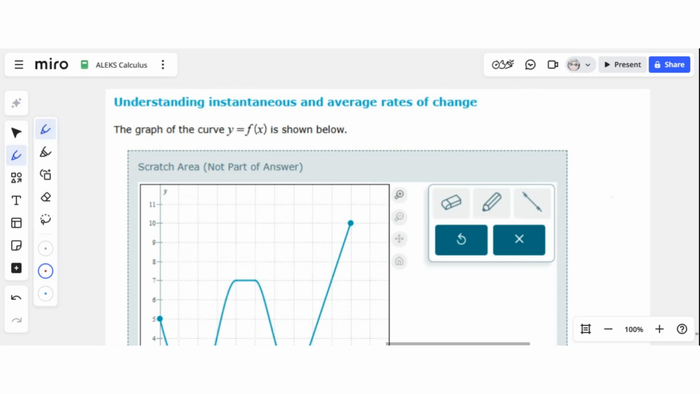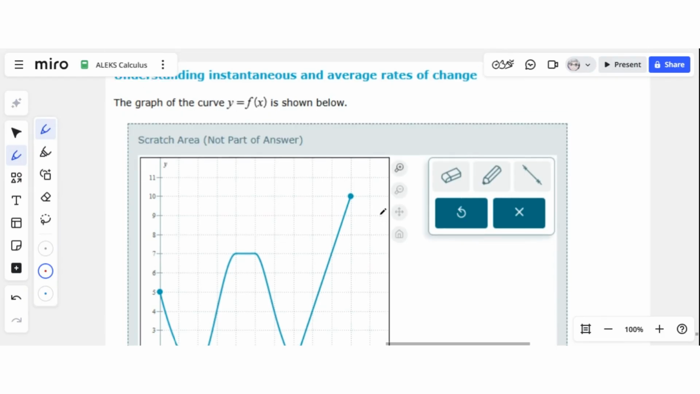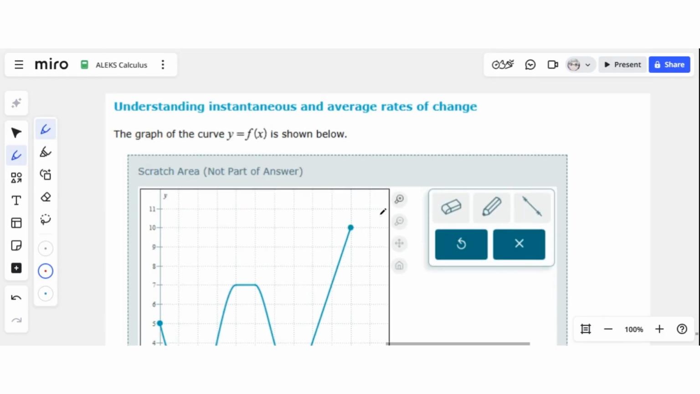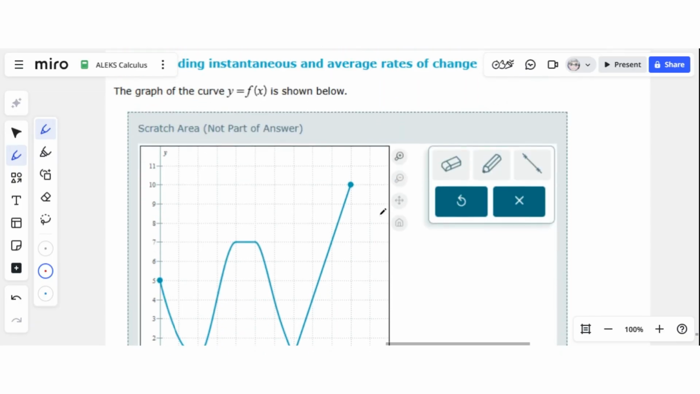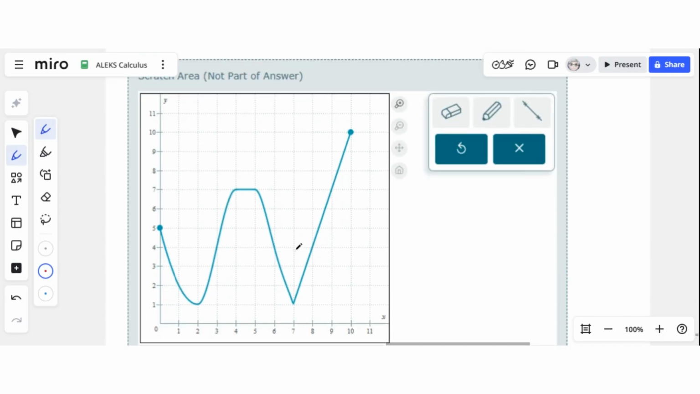In this problem, we are looking at the difference between instantaneous and average rates of change. Another way to think about rates of change when we're looking at a graph is about slope. It's the slope. But what's the difference between instantaneous and average? Well, instantaneous rate of change is the slope at that point. How fast is the function changing at some particular point? But an average rate of change would be an average rate of change over some interval.